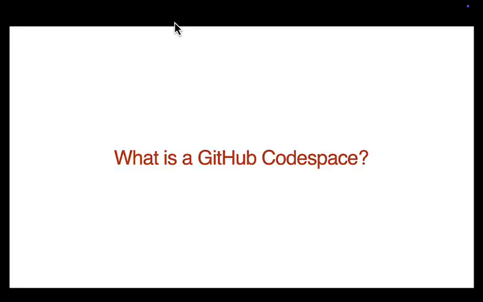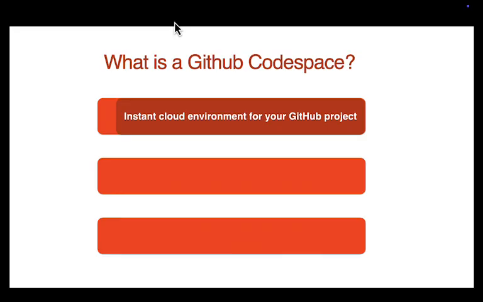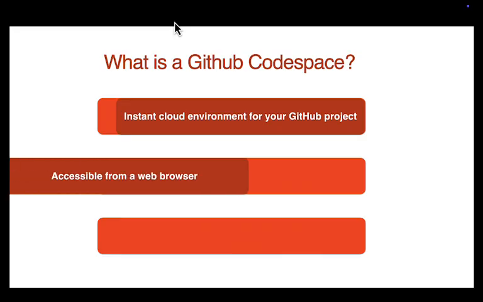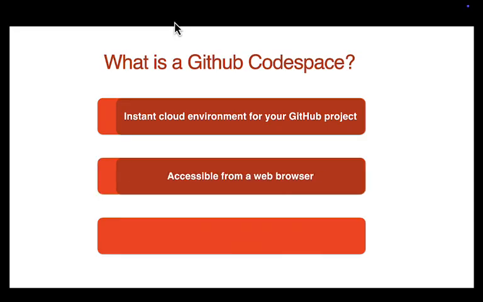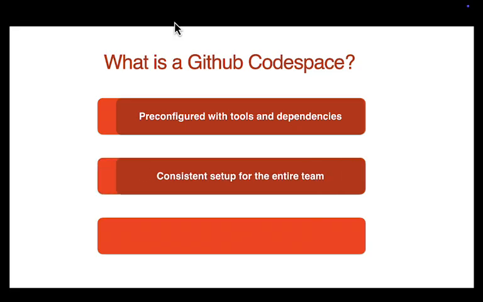So what is a GitHub Codespace? A GitHub Codespace is an instant cloud environment for a GitHub project accessible from a web browser. It is essentially a container running in the cloud, pre-configured with your tools and dependencies, so it provides an instant, consistent setup for the entire team. You can customize it with your preferences like themes, databases, versions of Node, Java, etc.